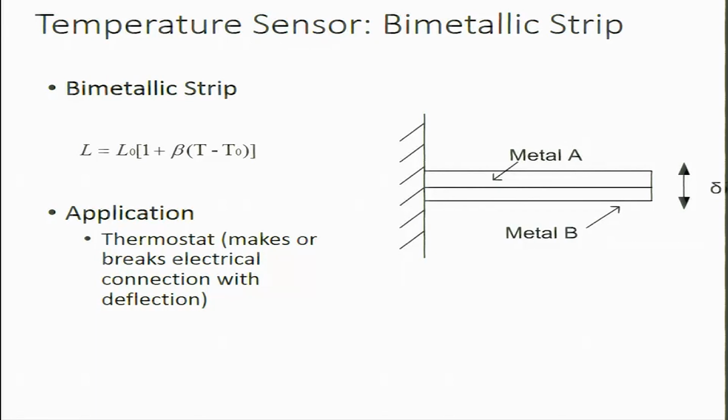Another very important class of sensors is temperature sensors, and one of the most common varieties is the bimetallic strip. The basic principle here is based on the temperature coefficient of expansion of metals. In this particular case, there are two different metals, A and B, which have different beta values, where a change in temperature would expand the length of a particular metal, starting with length L0 at room temperature T0.